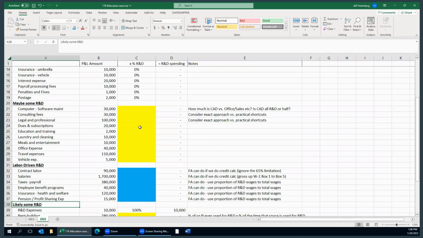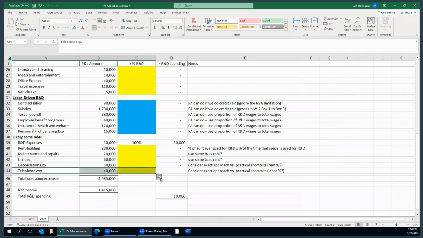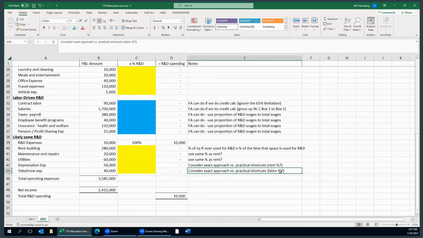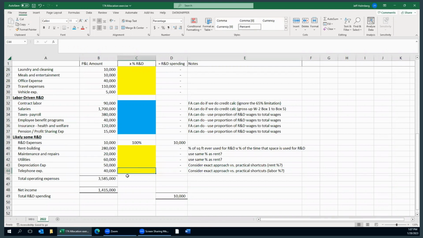And even if it's not, we still got to be practical. What's a good example here? The telephone expense. Imagine going through a phone log of every phone call and trying to decide how many minutes were R&D phone calls and not. We just can't do it. So it would make more sense perhaps to look at the overall percentage of labor and say if 2 out of every 3 labor dollars is going to R&D, perhaps 2 out of every 3 telephone dollars are also going to R&D. That might be more appropriate for some companies than others, but bottom line is we got to be on the lookout for what we would call a practical shortcut versus getting things exact.